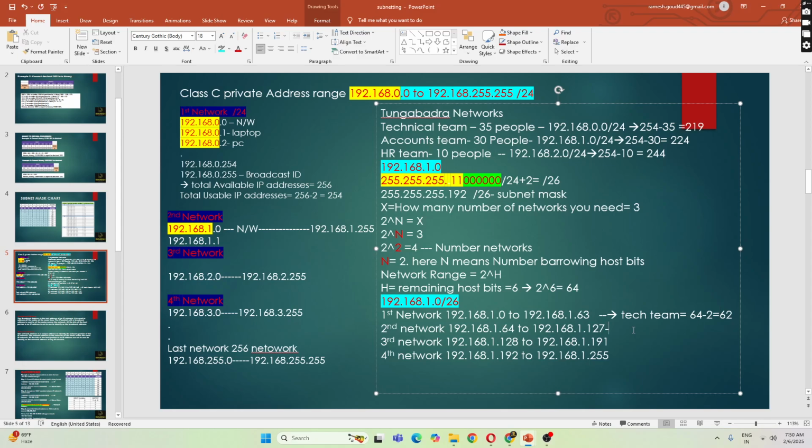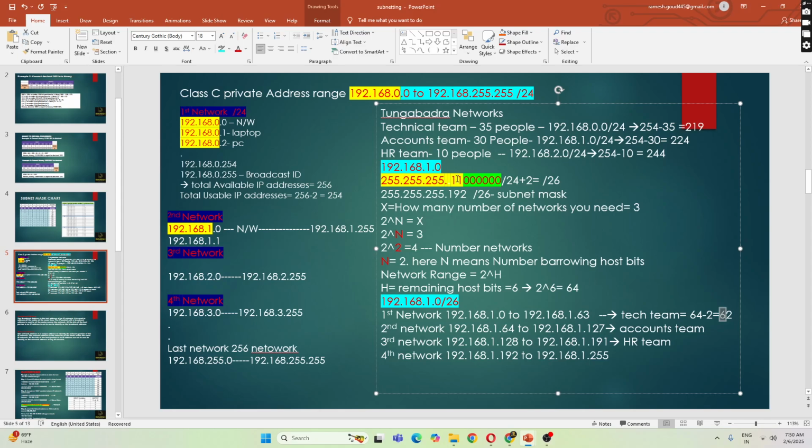Similarly, I can assign this network to the accounts team. Similarly, I can assign this network to the HR team. And there is one more network. You can use this network in future in case you are trying to launch a new team in your organization. You can use that network for a future purpose. But you may also think, I have 62 IP addresses here, but I need only 35. Still, I can save something.